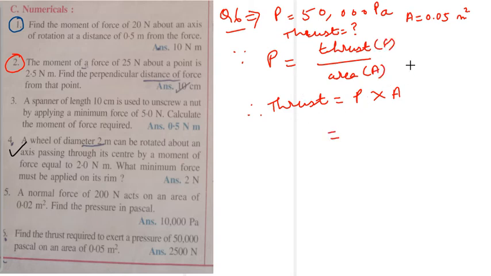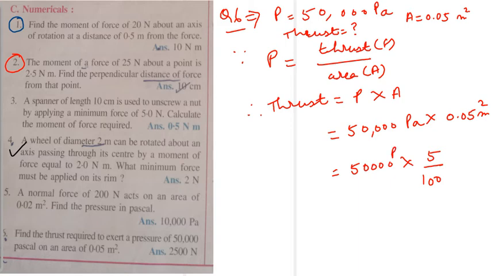So therefore thrust would become pressure into area. This is A, this is force or thrust, this is pressure, right? So pressure is 50,000 Pascal into area 0.05 meter square, right? So 50,000 into 5/100, here is Pascal, this is meter square, 2 zeros cancel, 2500. Force would be in newtons, right? So this was question number 6.